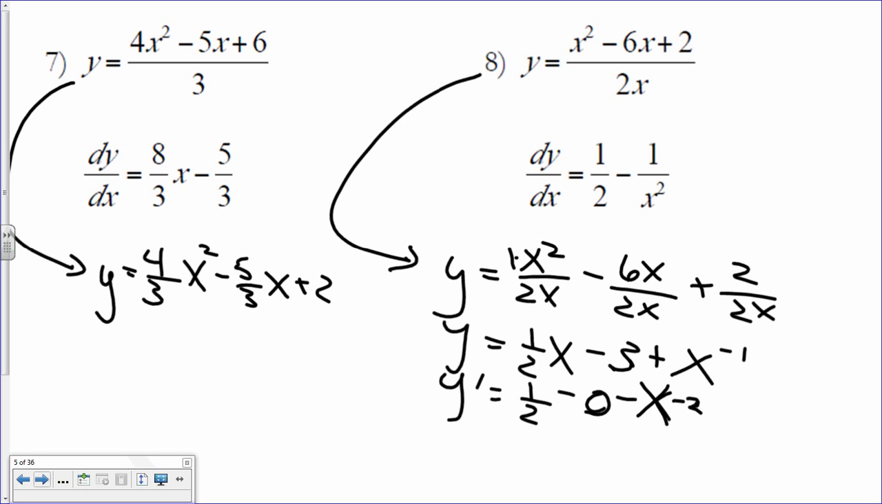So this one we're not going to have to rewrite because it's just 2 times 4/3, which would be 8/3. So it would be 8/3 x minus 1 times negative 5/3, which would be minus 5/3 x to the 0, which is 1. So just minus 5/3.